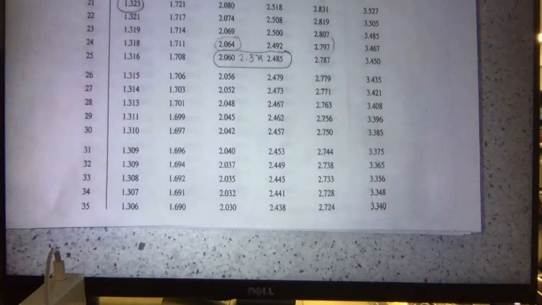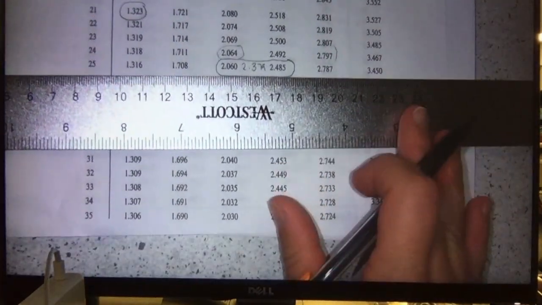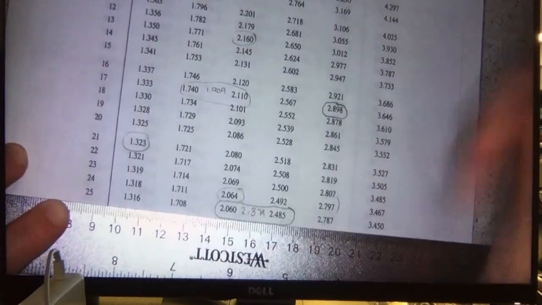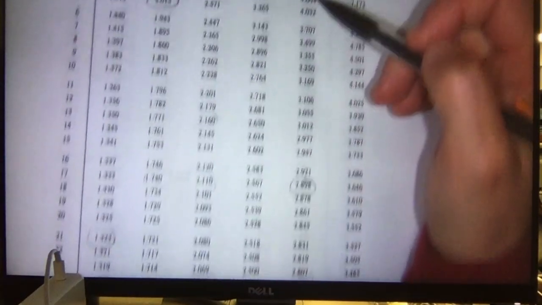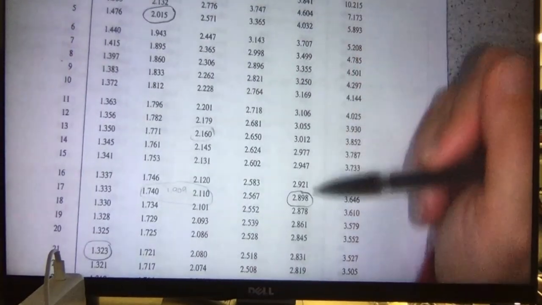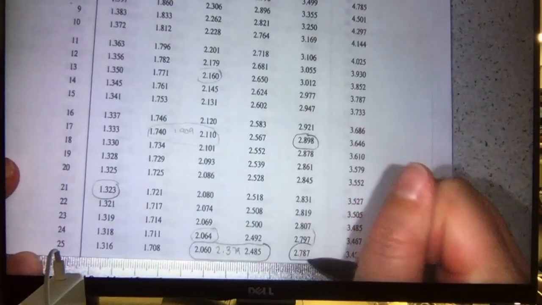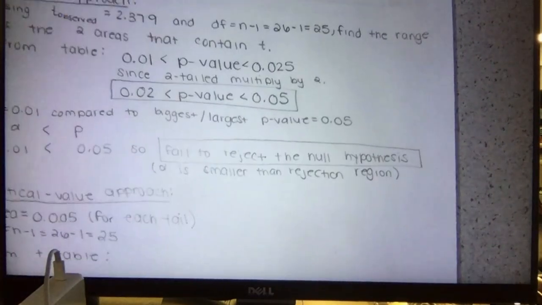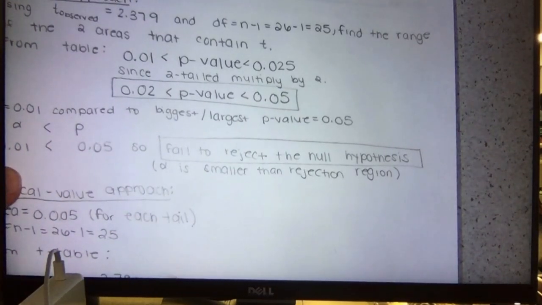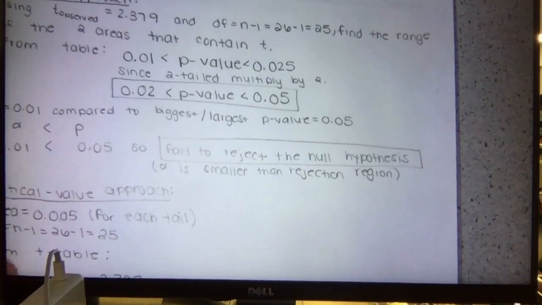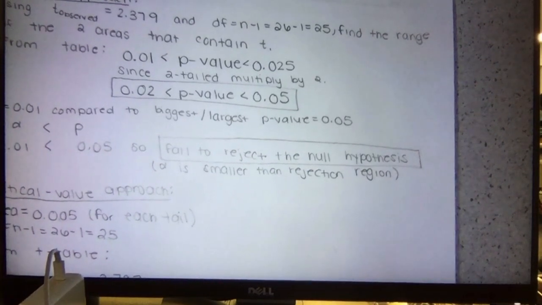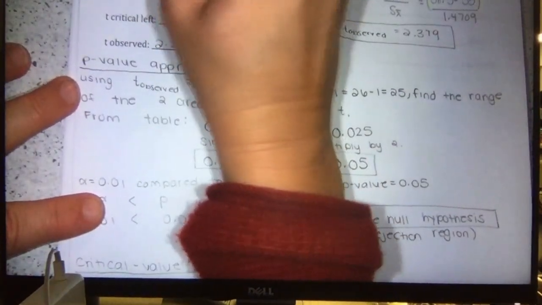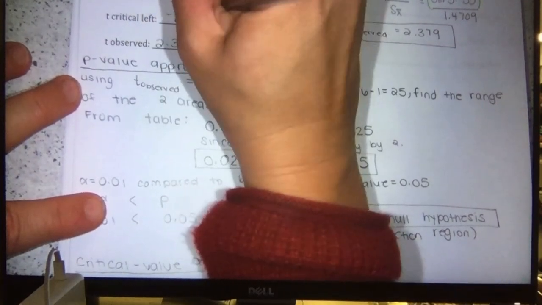All right, so degrees of freedom, we said it was 25. We're looking for the area 0.005. So in this column, going down to 25, we get 2.787. So the left one's going to be negative, the right one's going to be positive. Boom, those are our two answers. So t critical right is 2.787, and t critical left is negative 2.787.